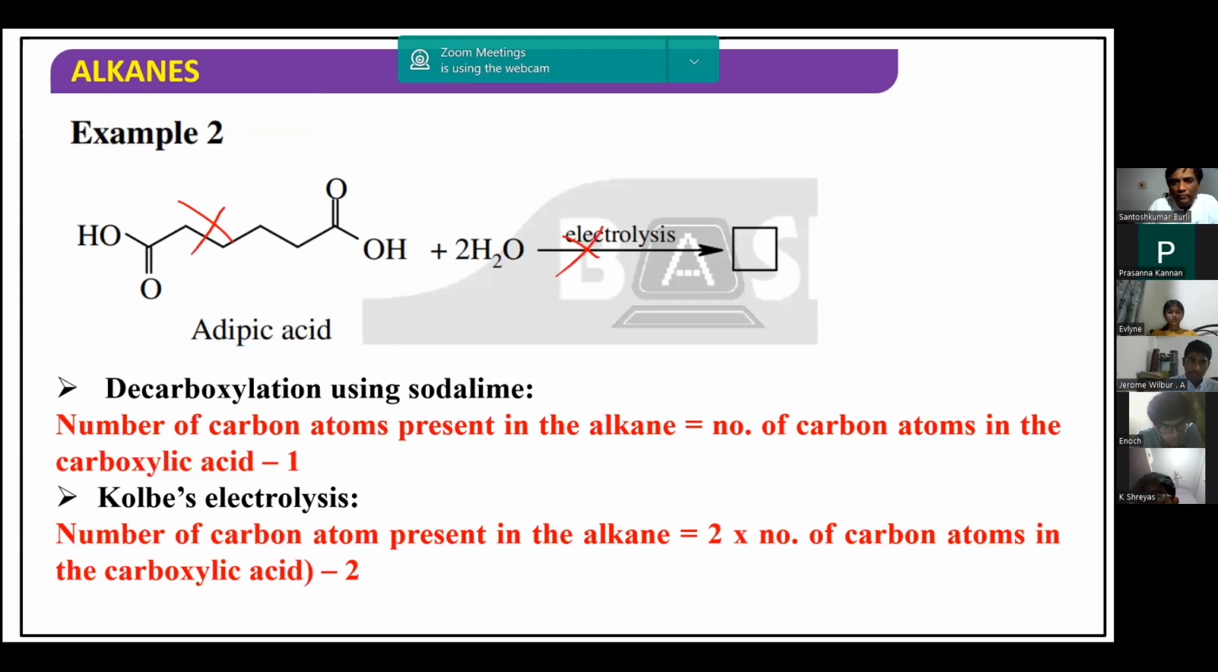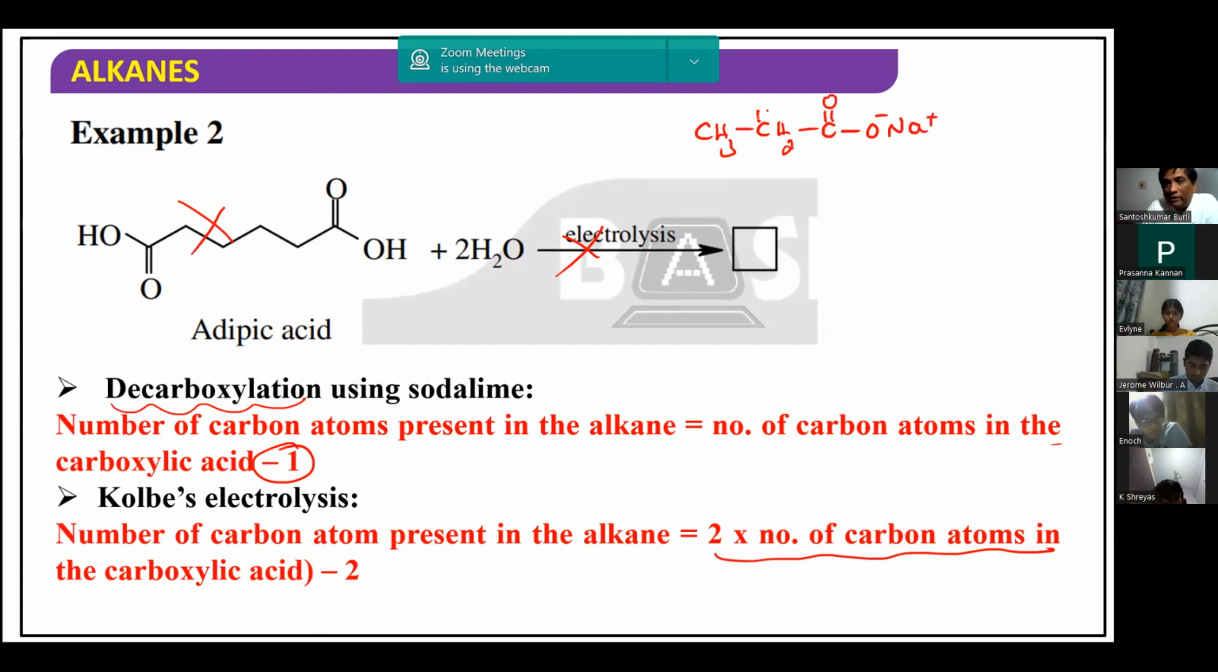Leave it. Now, coming to how to identify the number of carbon atoms. As I told, in case of decarboxylation, the alkane will have the number of carbon atoms in the carboxylic acid minus 1. In Kolbe's electrolysis, the total number of carbon atoms in the alkane is equal to 2 times the number of carbon atoms in the carboxylic acid. Say if I take CH3 CH2 C double bond O minus Na plus, what is the product I'm going to get?